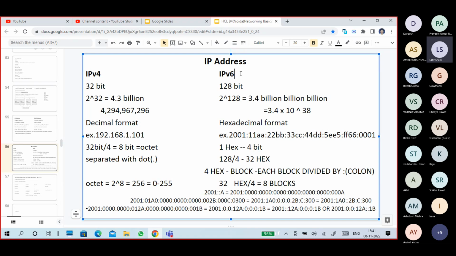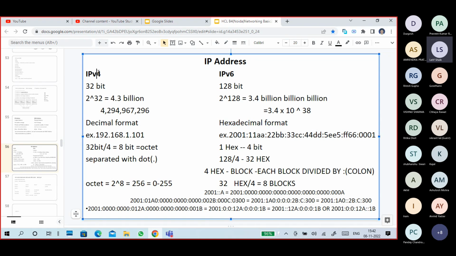IPv4 and IPv6: 32-bit and 128-bit. So 2 to the power of 32 is about 4.3 billion addresses. 2 to the power of 128 means about 3.4 times 10 to the power of 38 IP addresses. In the decimal format, IPv4 is represented in decimal numbers only. IPv6 is represented in hexadecimal format.